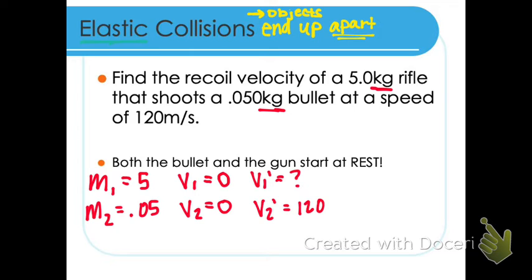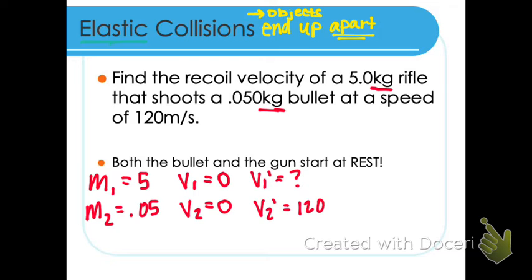So can we anticipate anything about the gun's velocity? What direction do we anticipate it being? It's going to be negative, right? The bullet's going forward, the gun's going backwards, right? So at least we can anticipate that much of it. So let's go ahead and set up our equation here.